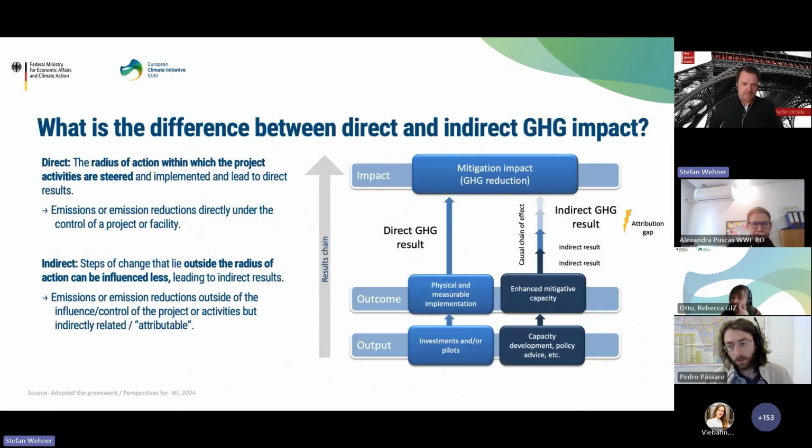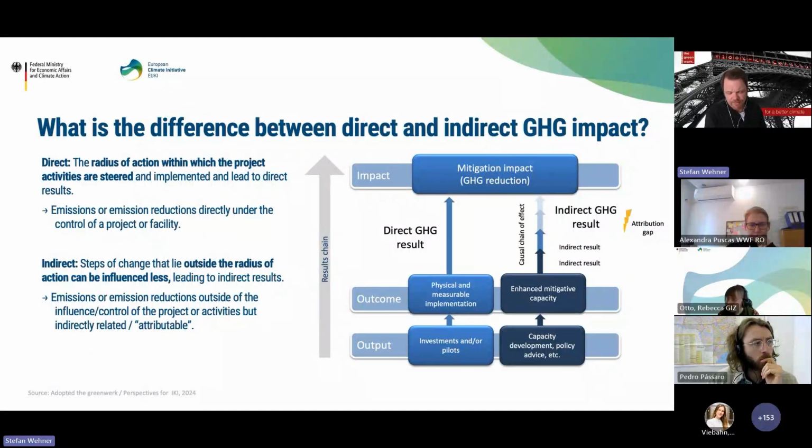As I said, we have to distinguish between direct and indirect GHG impacts. Direct, as it is defined in technical cooperation, is any action that is within your project control, can be controlled, steered by you, and that leads to a direct result. In terms of direct results related to emission reduction, obviously anything that is related to activities that cause emissions or reduce emissions and is under control is meant here.